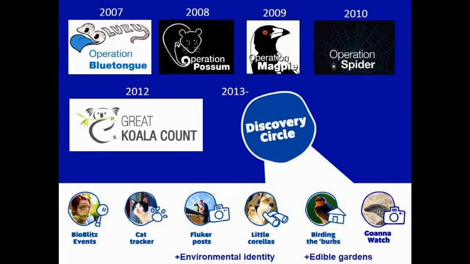So I've been involved in citizen science for a long time, initially with Professor Chris Daniels. We ran a series of operations, and then, as Glenn introduced, through the Discovery Circle. And I'm running a number of projects now with a number of PhD students and collaborators on each of them.